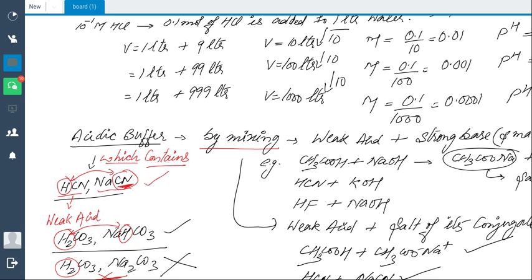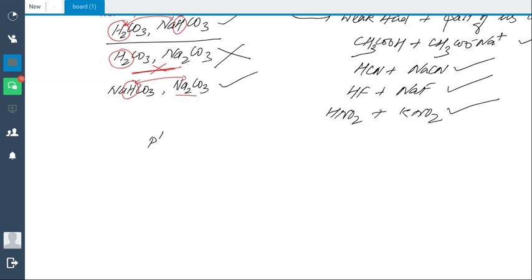Now see, we have already derived the expression for the pH of a buffer. This comes out to be pKa plus log of salt concentration by acid concentration. This is termed Henderson's equation.